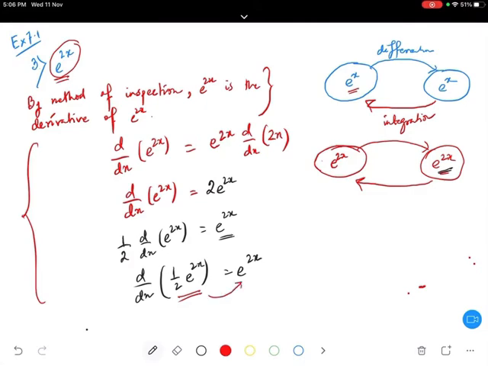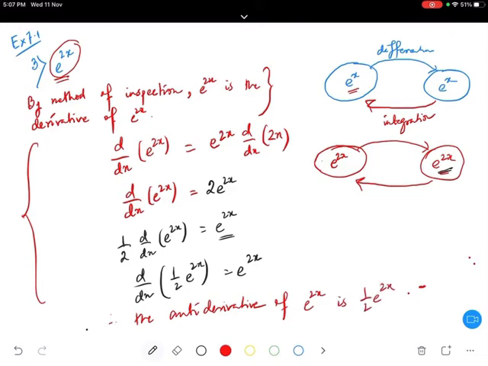So the antiderivative of this one is nothing but half e to the power 2x. The derivative of half e to the power 2x is e to the power 2x. So the antiderivative of e to the power 2x is half e to the power 2x. So write down: therefore, the antiderivative of e to the power 2x is half e to the power 2x. This is how we do it.